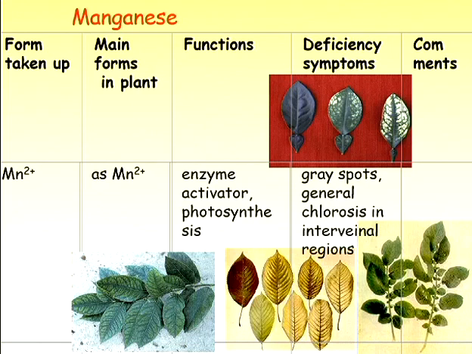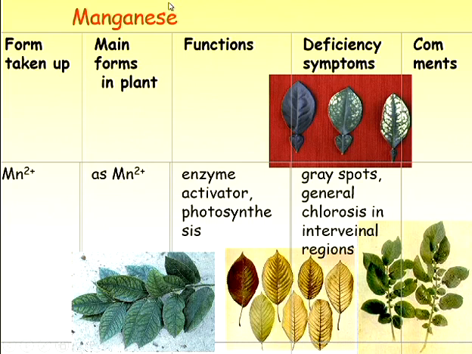Next element, manganese, another metal, present in the environment as Mn2+, so again, just the one cationic form. Again, it's an enzyme activator for certain enzymes. One of the functions of manganese is also in photosynthesis, particularly the part where water is split into oxygen and hydrogen. There's a water splitting enzyme, as it's called, or sometimes called oxygen evolving complex. This has manganese in it, and it needs manganese to function, so that's why manganese is important for photosynthesis.